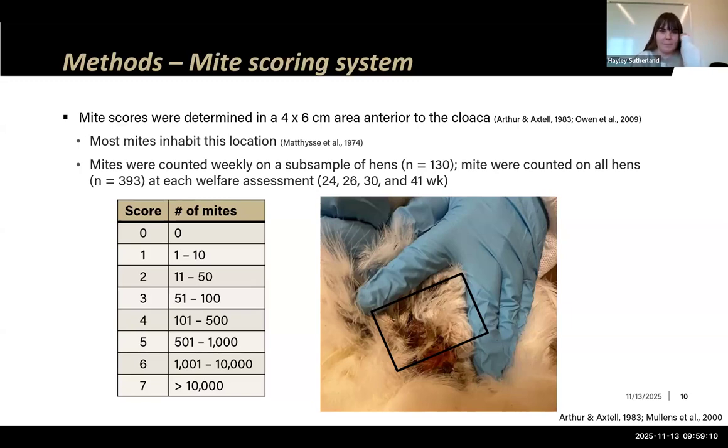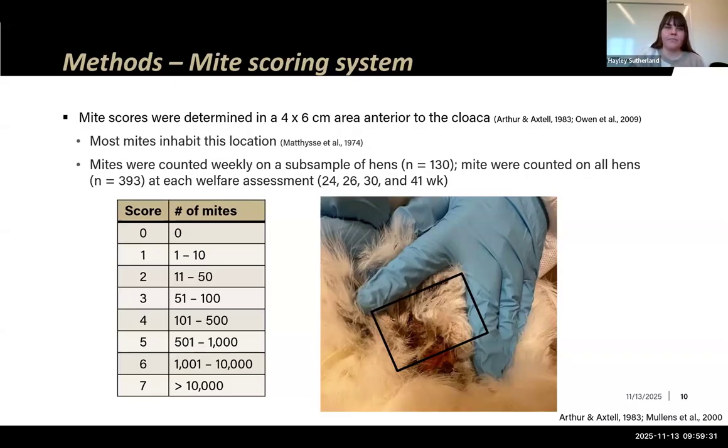Mites were counted weekly on a subsample of hens, and they were counted on all hens at each welfare assessment period. And then in between these assessment periods is when we used the subsample counting. The scale or the scoring system that we use is logarithmic, where a score of 0 means 0 mites, a score of 1 is between 1 and 10 mites, going all the way up to a score of 7, which is over 10,000 mites.